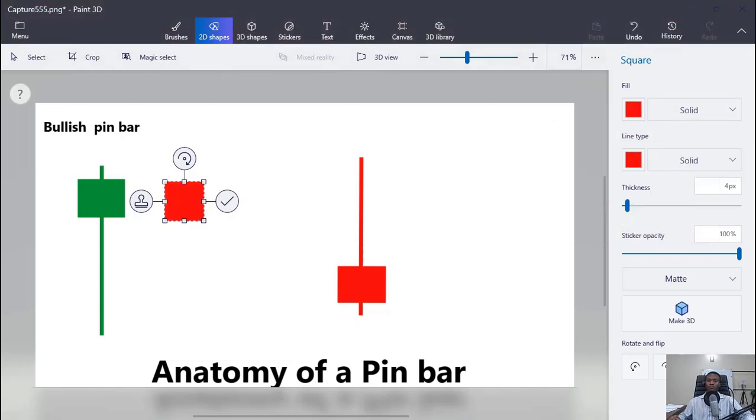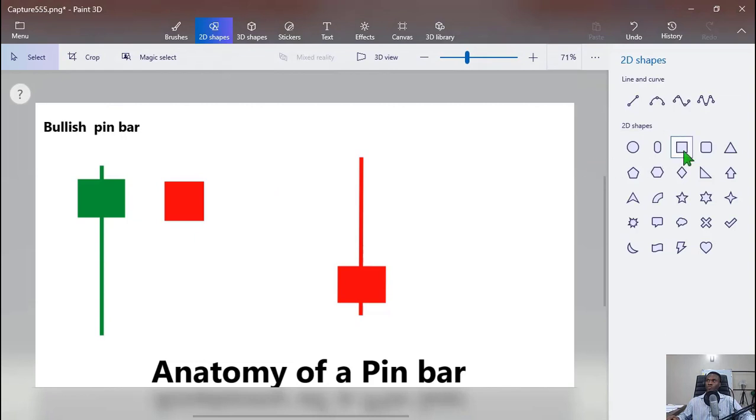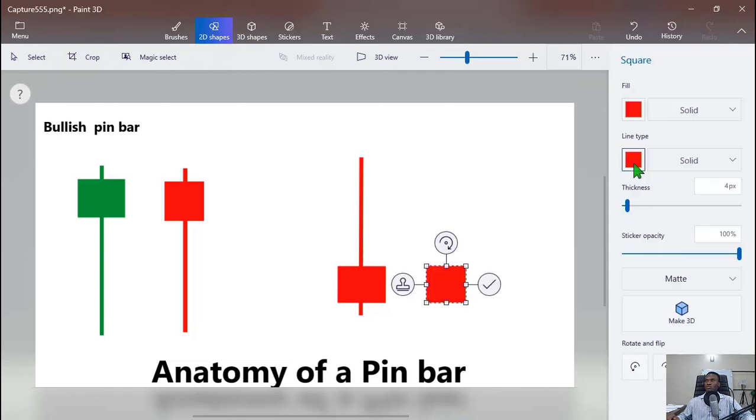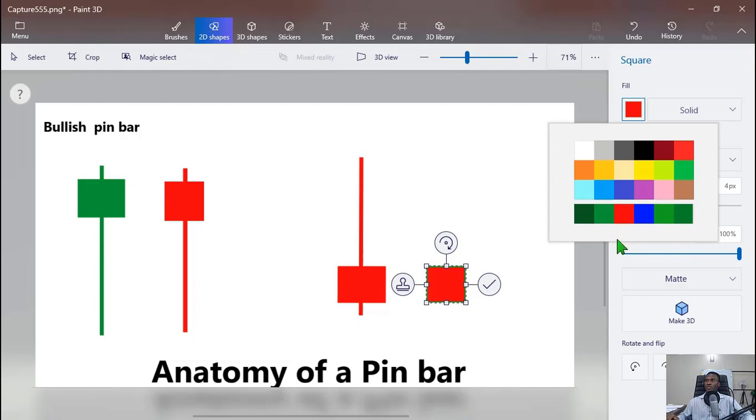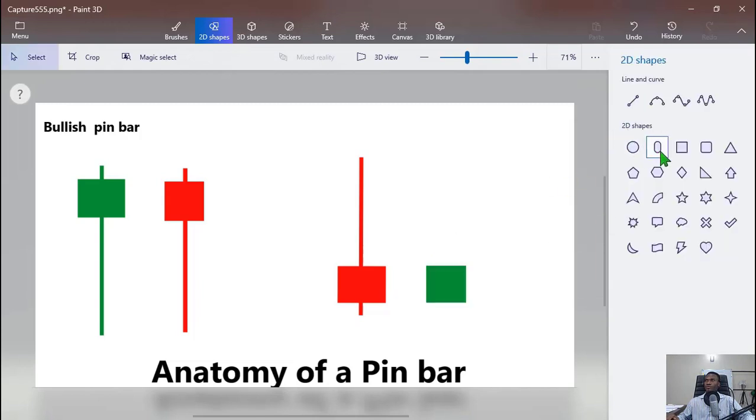So we got this right here. Take note, there may be presence of a nose or no nose at all, so it doesn't matter. Here is another pin bar. I'm going to replicate this one as well, and see what we get. Good. I'm going to replicate this.